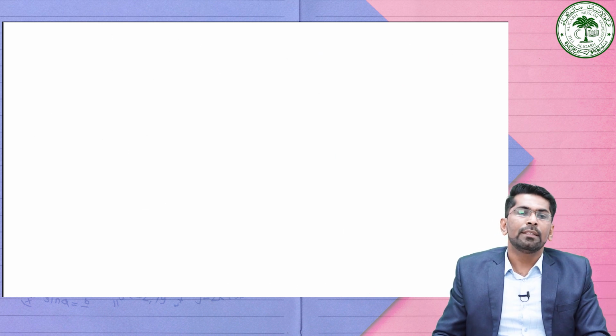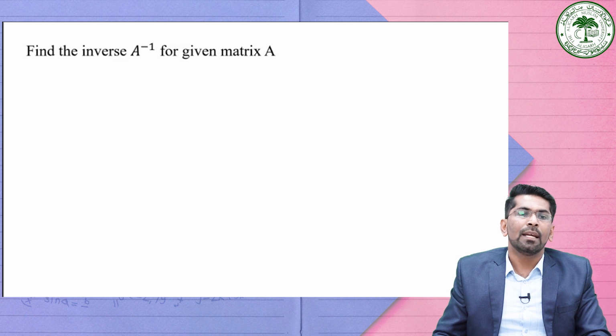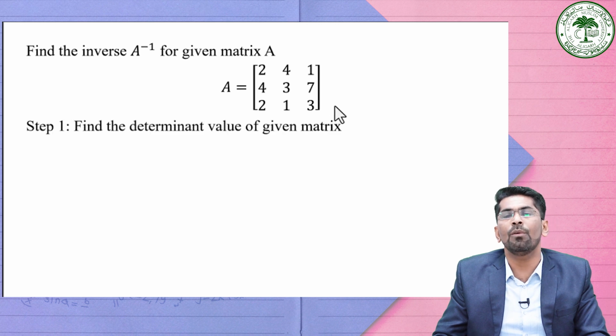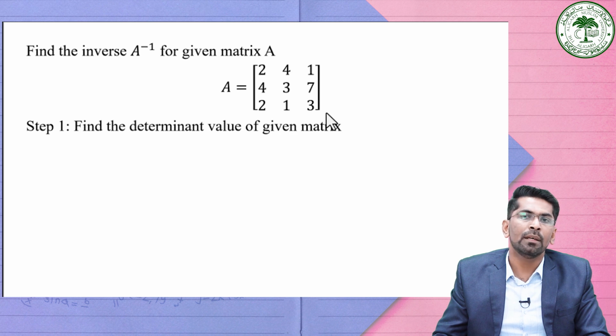Now we are going to consider another example, that is, find the inverse of a given matrix A. That is, we have a given 3 by 3 matrix, matrix A is equal to 2, 4, 1, 4, 3, 7, 2, 1, 3. So we have a 3 by 3 matrix. First step is to find the determinant value of the given matrix. So we can find the determinant value here by crossing the concerned row and column.